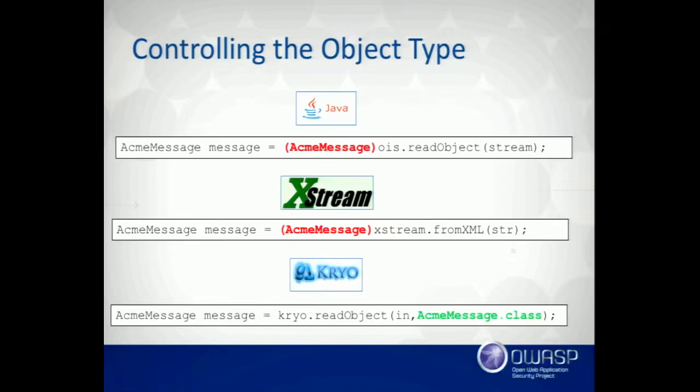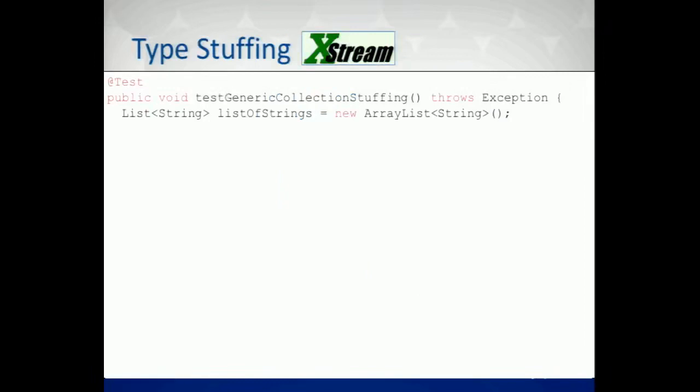When you want to read an object with Kryo, you say, I want an Acme message. Deserialize what's coming in as an Acme message. So we had to get around this. We had to create something called type stuffing. Okay. So this is one of the test cases that I have online. All my research is in the form of test cases that you can go and see on GitHub. What I wanted to do was figure out a way to trick a Kryo receiver into deserializing one of my types, not one of their types.